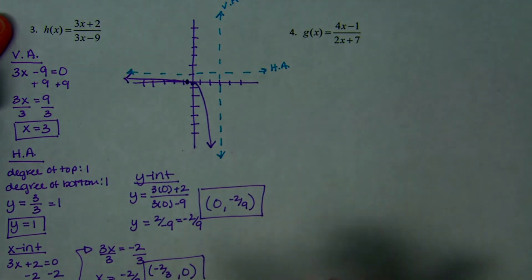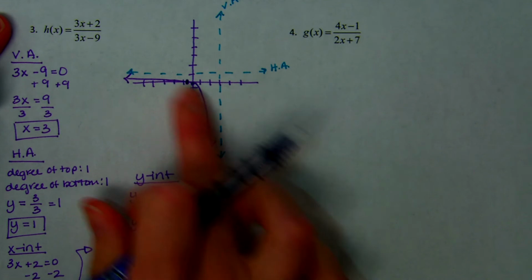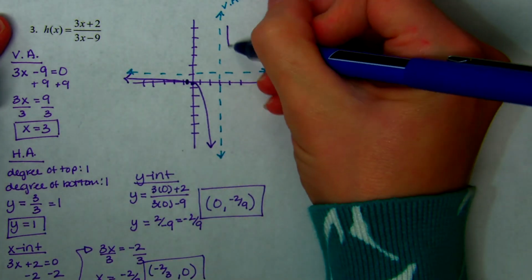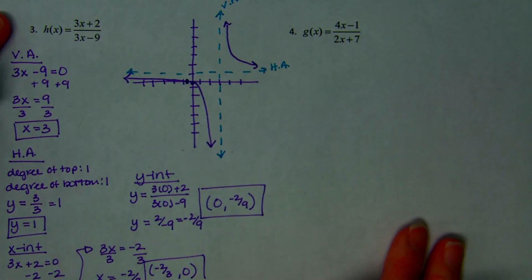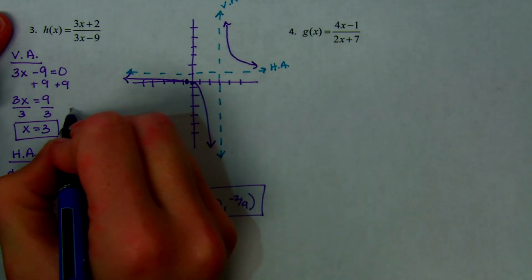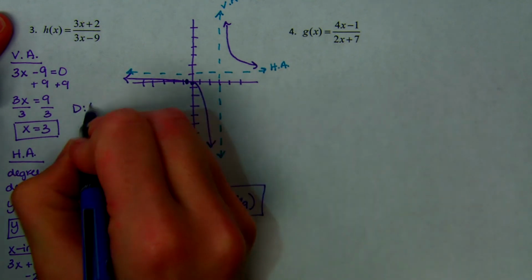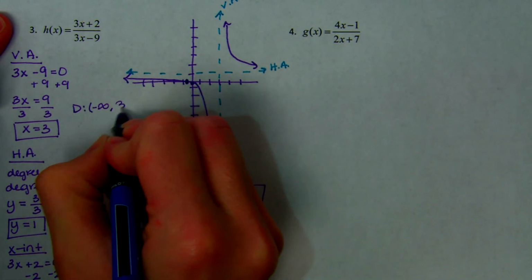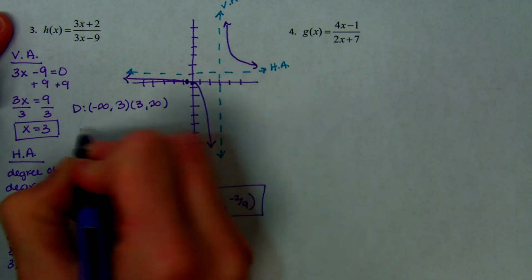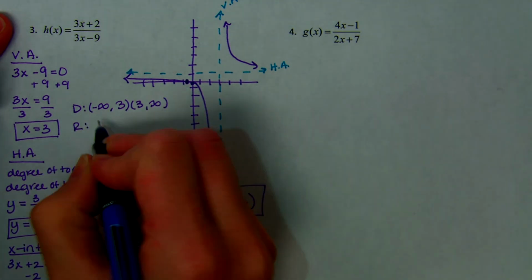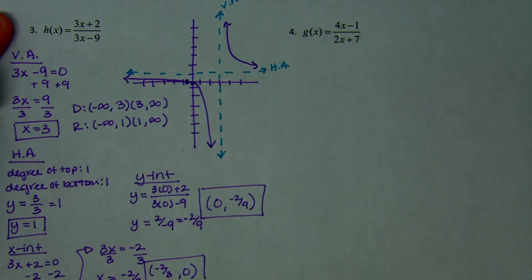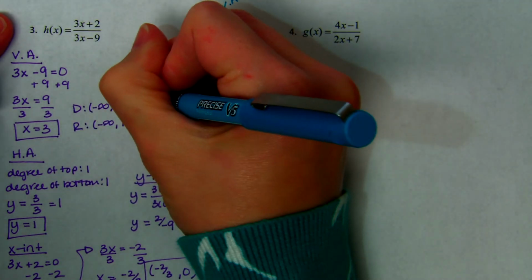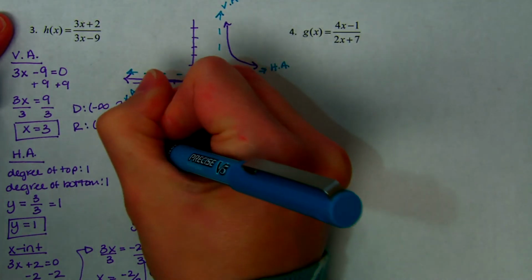And because of the nature of rational functions, if there's a curve here, then there is a curve here, like that. Now it is important for us to identify domain and range, so let's identify the domain of this function. It is negative infinity to 3, and 3 to infinity. And the range is negative infinity to 1, and 1 to infinity, like that. And again, the domain stops for the vertical asymptote, and the range stops for the horizontal asymptote.